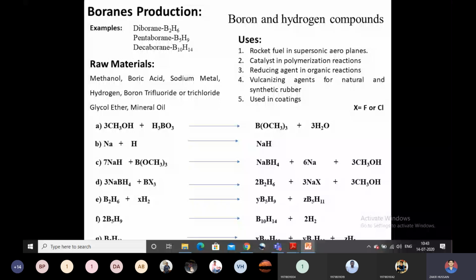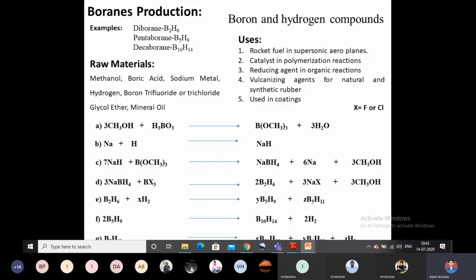Now we will quickly revise the borane production. Boranes are nothing but boron and hydrogen compounds. Okay, this is the definition of boranes. Examples of boranes are diboranes, pentaboranes and decaboranes, which are produced in the borane production.